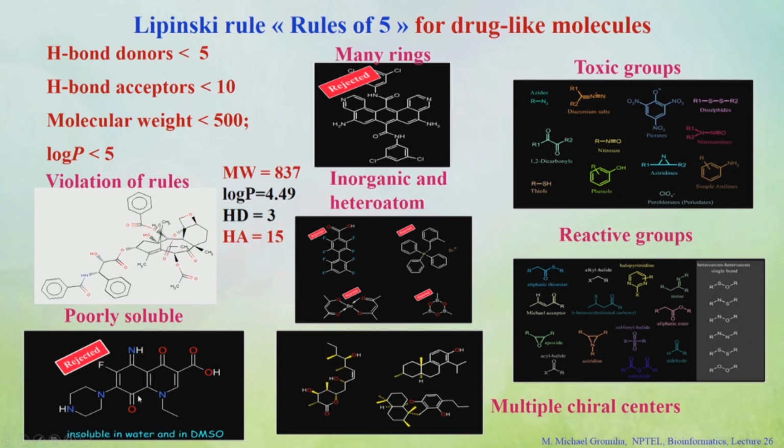Then this one is rejected mainly because it is insoluble in water. Solubility is important, because if it is not soluble, you cannot drink it, so in this case it is rejected. Here this one has many rings, so because of that they rejected this compound. Here you can see, depending upon the inorganic elements and the heteroatoms, they rejected this compound. Here there are several toxic groups, and here you can see several reactive groups, in some cases multiple chiral centers. So, these are the various aspects by which we reject molecules which may not be drug-like.